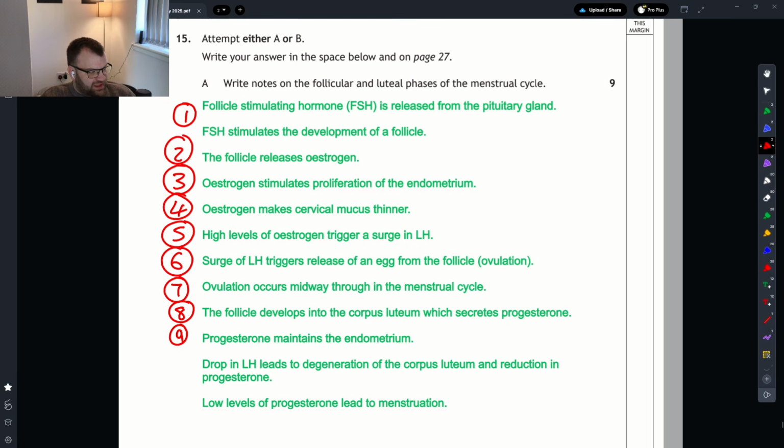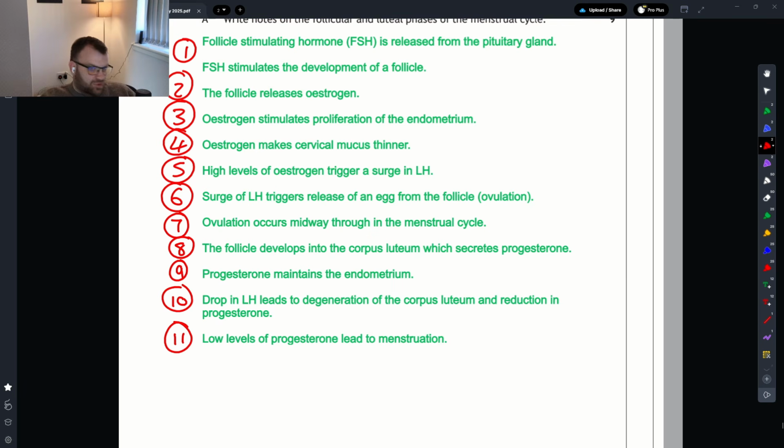Have got about the breakdown of the corpus luteum, and then because of that, there's less progesterone, and then that's going to cause the menstruation for that. So I've got enough points there to pick up my marks. There are a couple other bits I haven't put in, but the full marking scheme would show you that if you're interested.